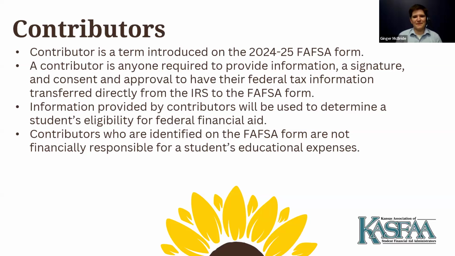So if a student is determined to be dependent and doesn't have any of the mitigating circumstances or personal circumstances that we'll be talking about a little later, they do need to have that parent information on the FAFSA in order to be eligible for all types of federal financial aid. And so even if the parent is saying, I'm not providing any financial support, that information is still required on the FAFSA form.